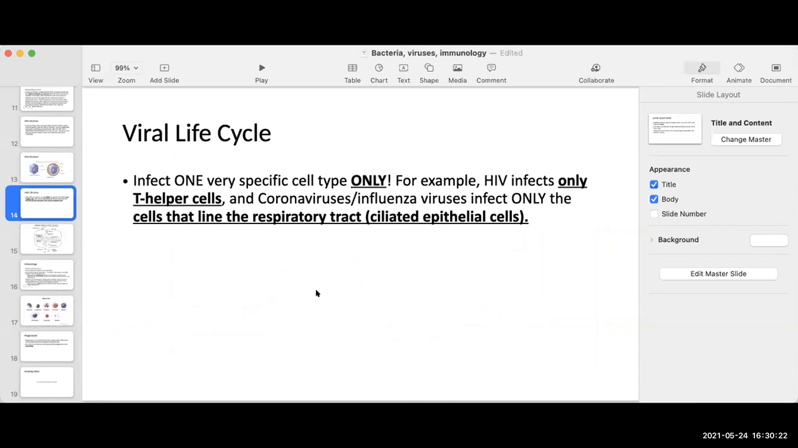Viral life cycle. Okay, so bacteria divide just like our cells do, by a process very similar to mitosis called binary fission. You don't have to know that. But viruses do something different. How do they reproduce? Well, first of all, they infect one very specific cell type. We call this having a very narrow host range. For example, HIV only infects a very specific type of T cell called a T helper cell. And coronaviruses and flu viruses can only attach, bind and infect the cells that line the respiratory tract.